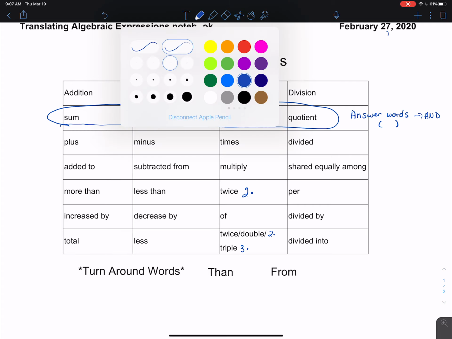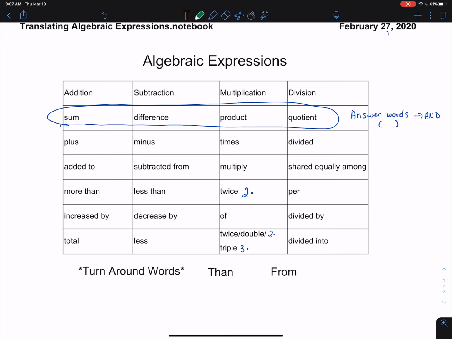We also have turnaround words listed down here. They are than and from, and they tell us to switch the order around. So if we had something like 10 less than 15, less is a keyword that tells me to subtract, but than tells me to change the order. So it's telling me that I should really do 15 minus 10 for less than.